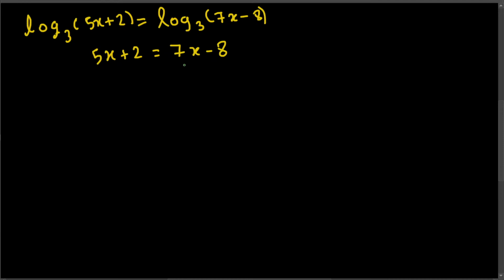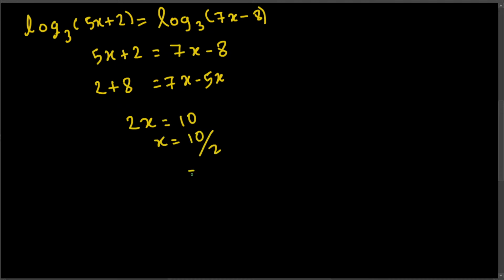And if I bring x to one side, this is going to be 7x minus 5x, and if I bring the numbers to one side, this is 2 plus 8. Therefore, we are getting 2x is equal to 10. Therefore, x is going to be equal to 10 divided by 2, that's equal to 5. That's our final answer, x is equal to 5. Now let's look at another logarithmic equation.